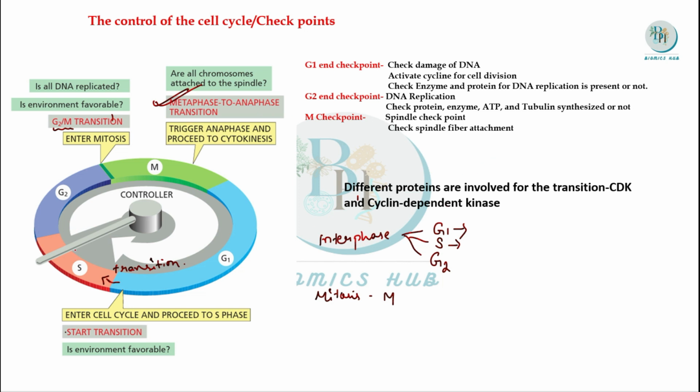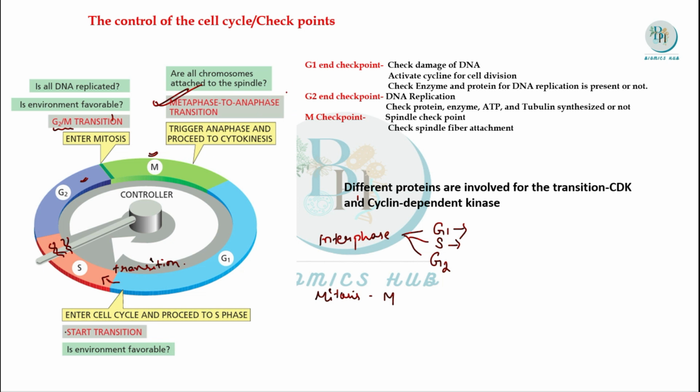So now when the cell has replicated its DNA in the S phase, the replication has taken place. Then the cell enters the G2 phase, that is the growth 2 phase. So what happens in the growth 2 phase? Whatever proteins are required in the metaphase are synthesized in the G2 phase. As well as that, if the DNA is synthesized and it has entered the G2 phase, the G2 phase will check whether the DNA has properly replicated or not.